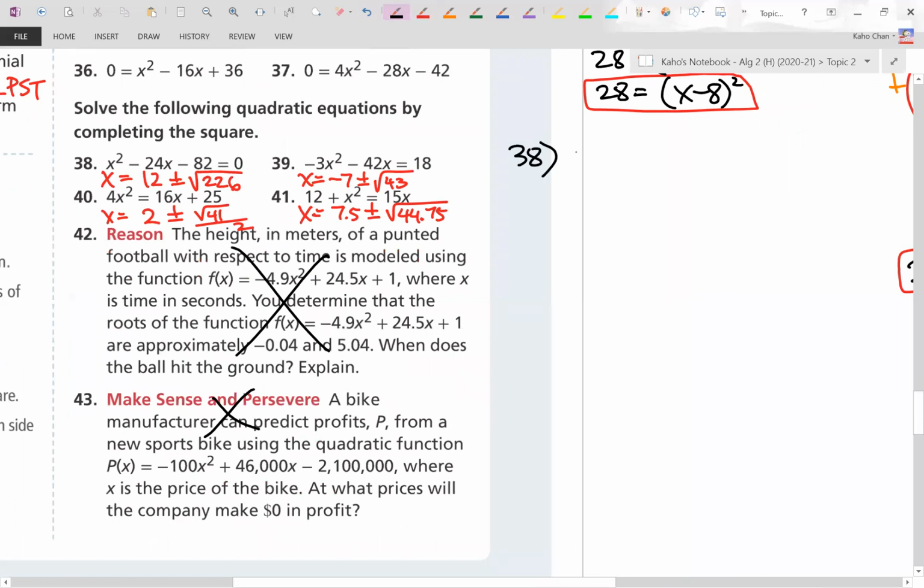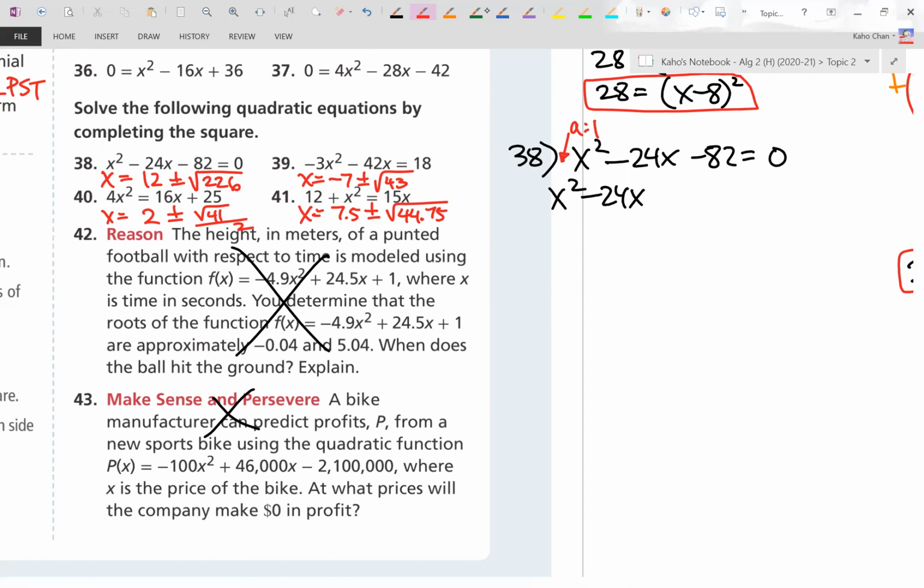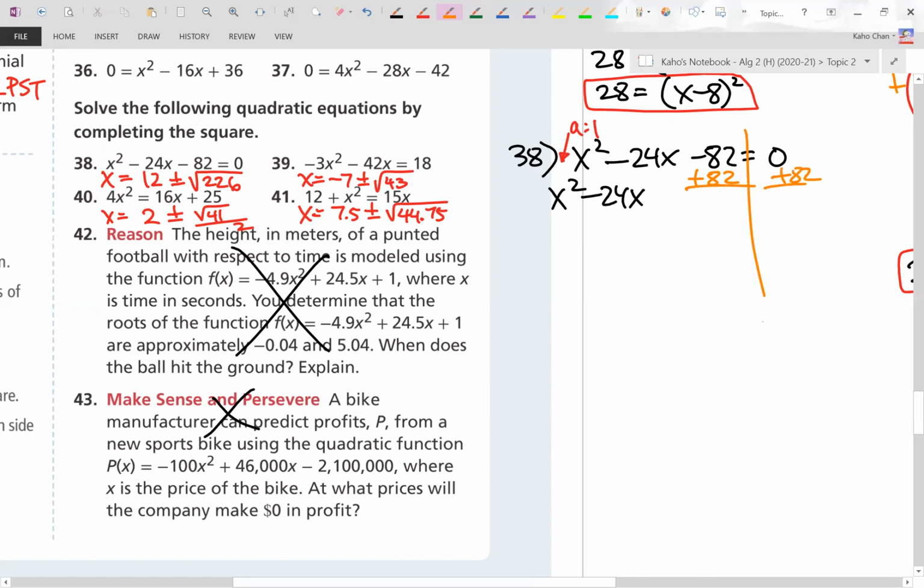All right, here we go. x squared minus 24x minus 82 equals 0. Give myself a little space, complete the square. A is 1, that's good, yay. I'm not going to do number 39, that's too much. I might do 40, we'll see. A is 1 for number 38. Yay. Move the negative 82 to the other side. We're going to do that, all right?